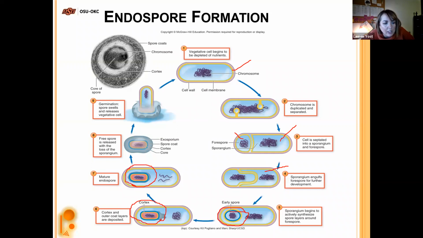So now we are releasing the endospore. The sporangium is going to die and go off and not have to exist anymore. But the endospore will go and lie in wait. Still alive, but waiting for good conditions. When good conditions come up, it can break out of the cortex, that coating on the outside, and turn back into a vegetative cell.